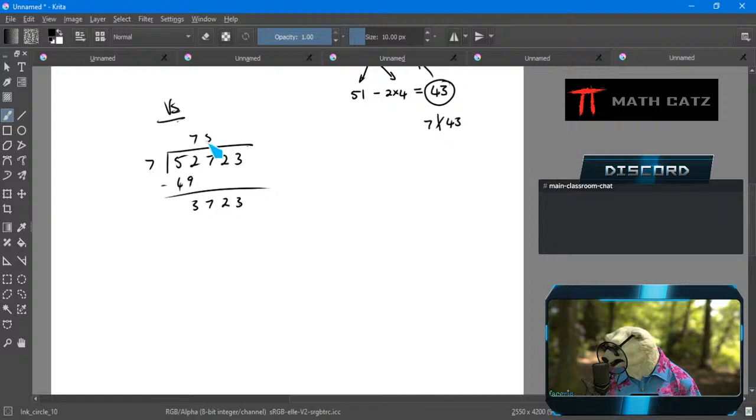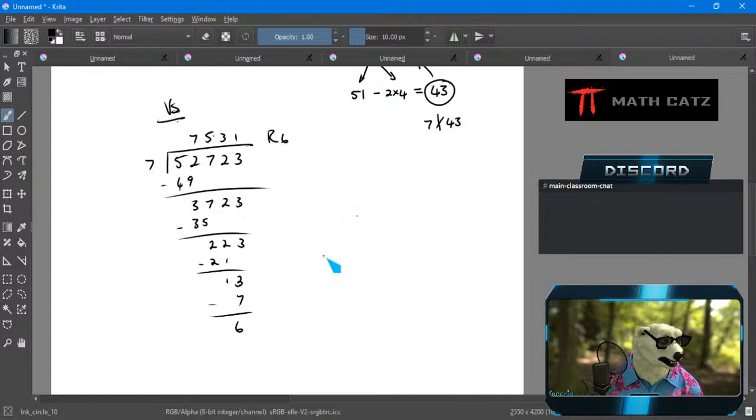7 goes into 37 5 times. To use 35, I have 2, 2, 3 left. 7 goes into 22 3 times for 21, and I have 1 left. 13, once using 7, and I have 6 left. Remainder, not divisible. That was way faster because I played to my strength and I did this. I've done this many, many times.